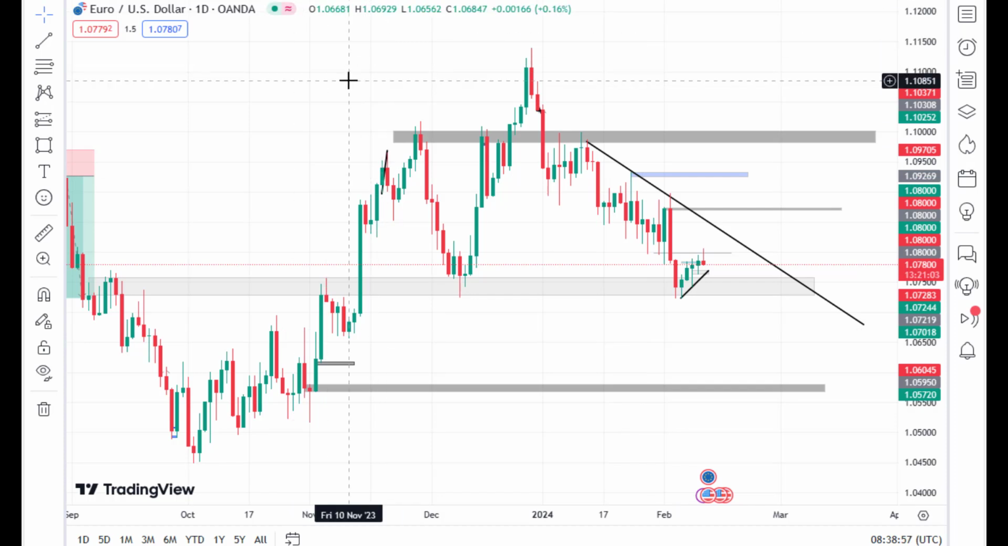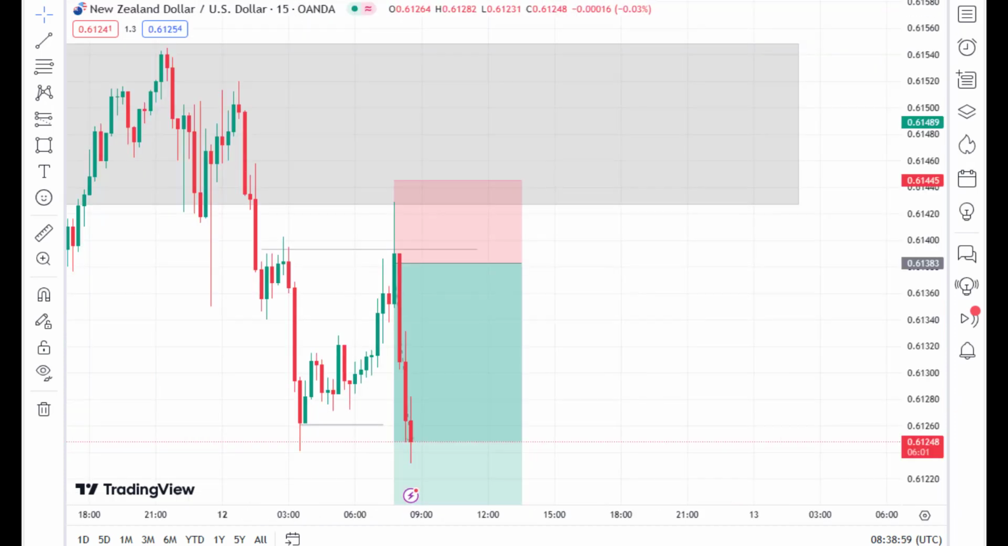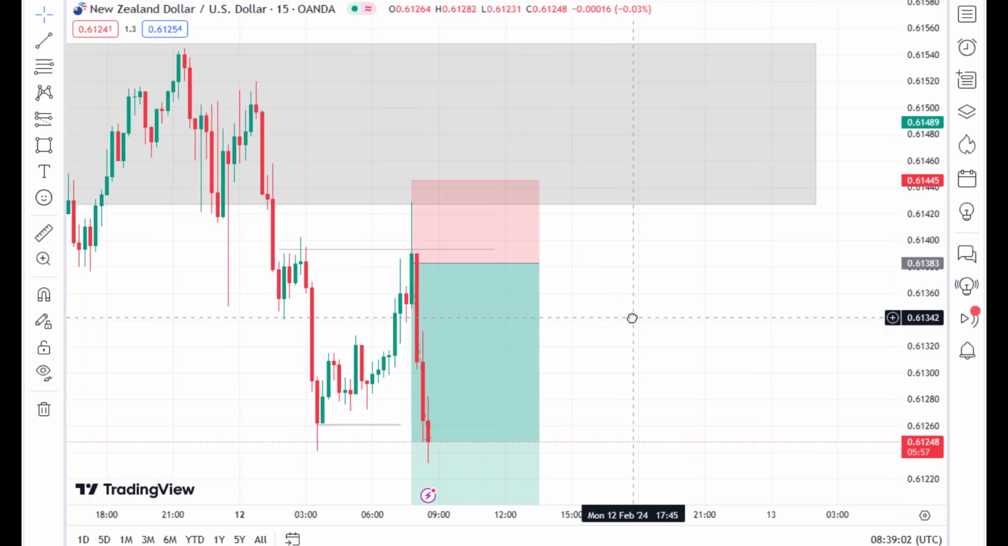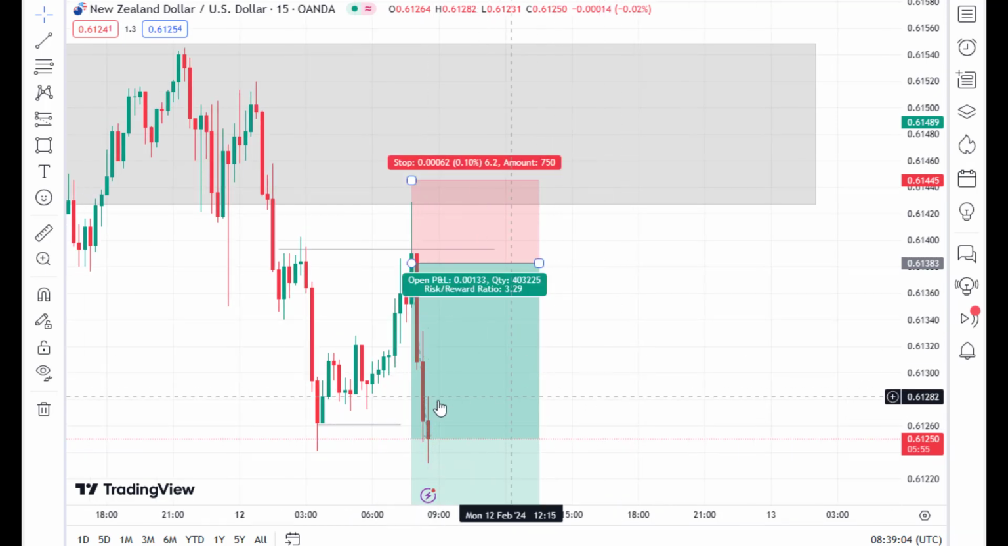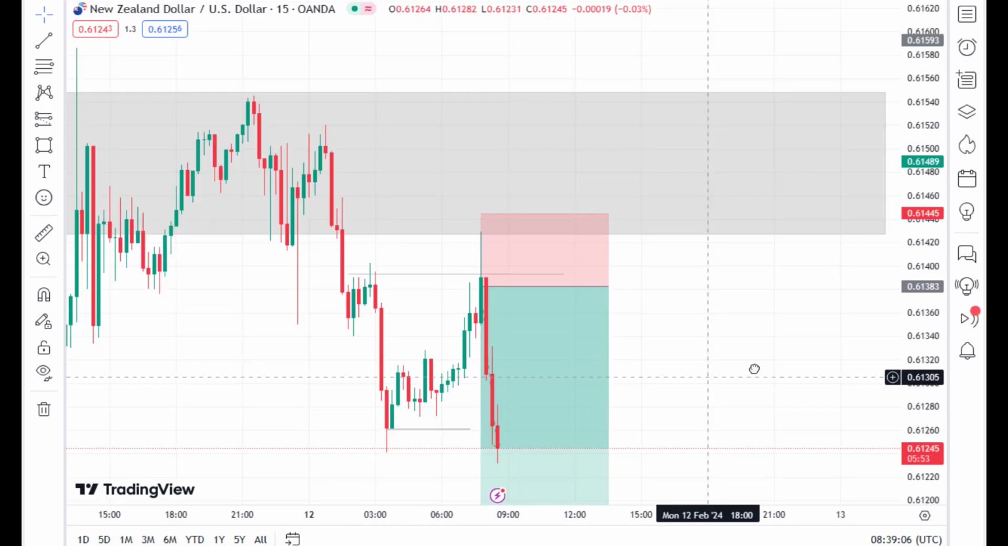All right, now let's go to the trade which I entered earlier. This is a New Zealand US dollar trade that I entered already, and my first target has already been hit. I took my first profit here, and I'm expecting the second.